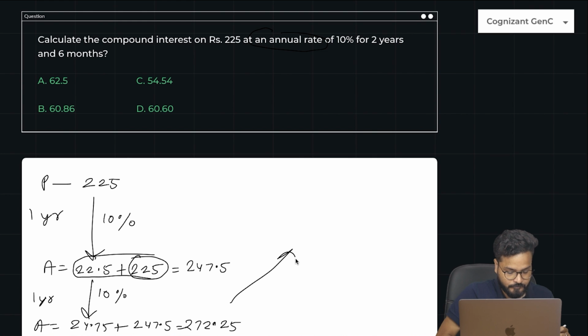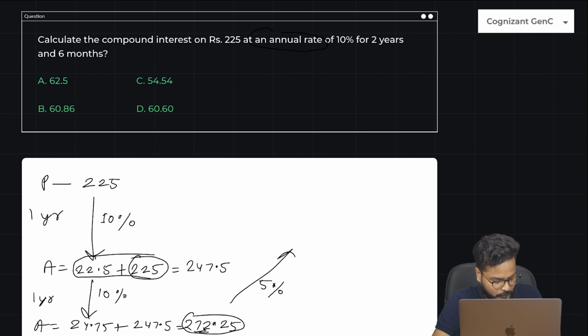After this, you have to calculate for 2 years and 6 months, right? So guys, if it is annually 10%, for 6 months, how much would be the interest? 5%, right? So when you calculate, guys, you'd find 5% of this and add it to this again. So 105% of 272.25 would be nothing but 285.8625. Right? This would be the final amount.